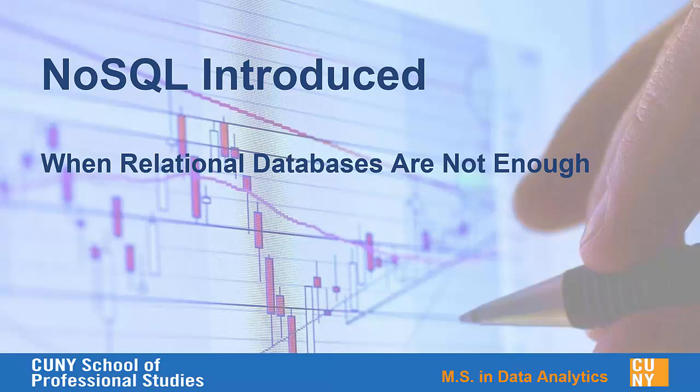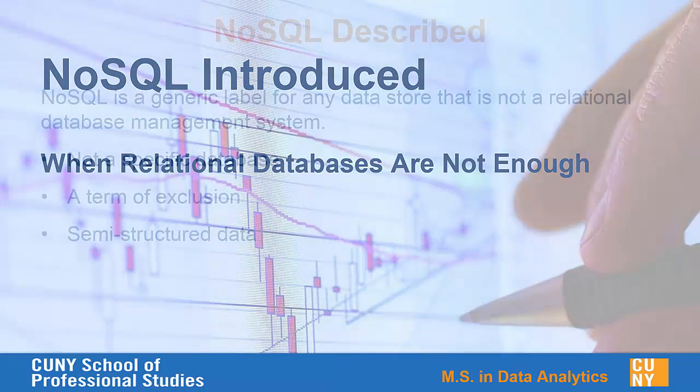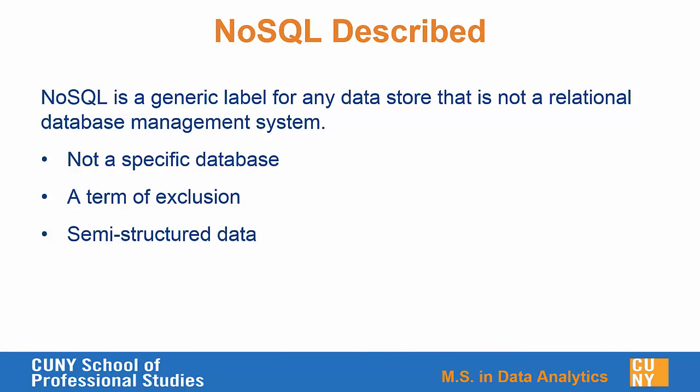Okay, we've reached the point in the course where we're going to take a look at NoSQL storage methods. These are methods that are used when relational databases don't meet our needs. There's an expression that the difference between a data analyst and a data scientist is that a data scientist knows how to work with unstructured data. And NoSQL is all about storing unstructured, or perhaps more appropriately labeled, semi-structured data.